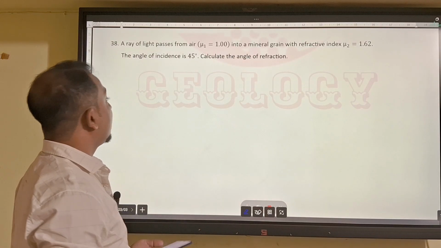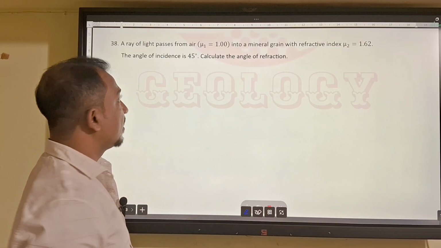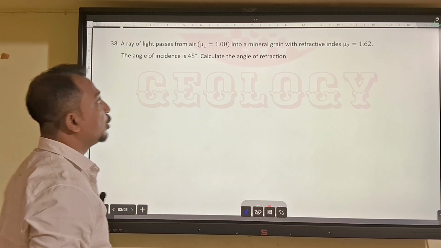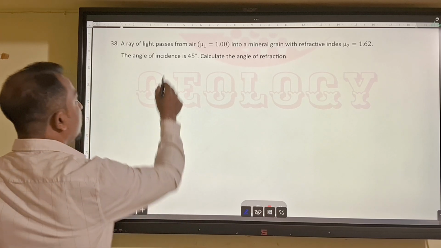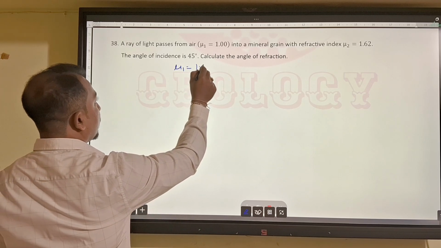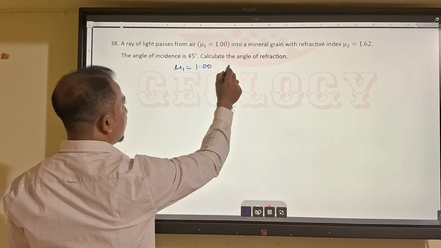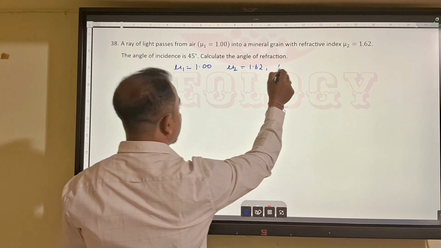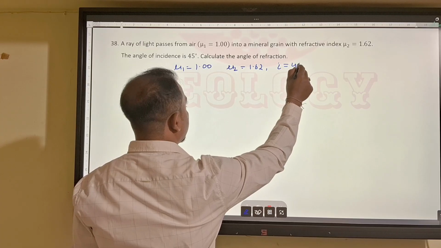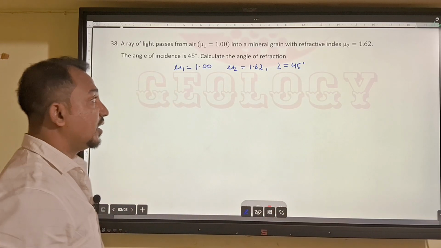Then the next question: a ray of light passes from air, which has a refractive index of 1, into a mineral grain of refractive index mu 2, that is 1.62. So here mu 1 is given 1, mu 2 is given 1.62. The angle of incidence is given, it is 45 degrees. We have to calculate the angle of refraction.